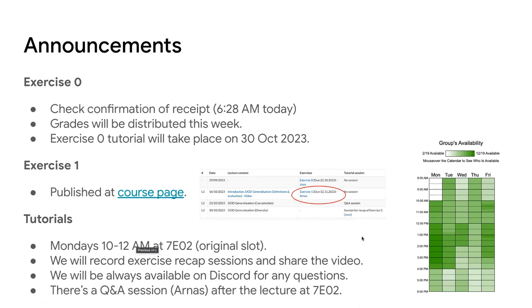So I have a few announcements regarding the exercises. Exercise zero deadline was yesterday, and we got some submissions. I hope all of you have submitted. So I sent a confirmation of receipt this morning at around 6:28 a.m. If you have actually submitted work and didn't get the email, then you should let me know to figure out what has happened and so on. Okay. And I'm gonna grade them individually and distribute it this week.